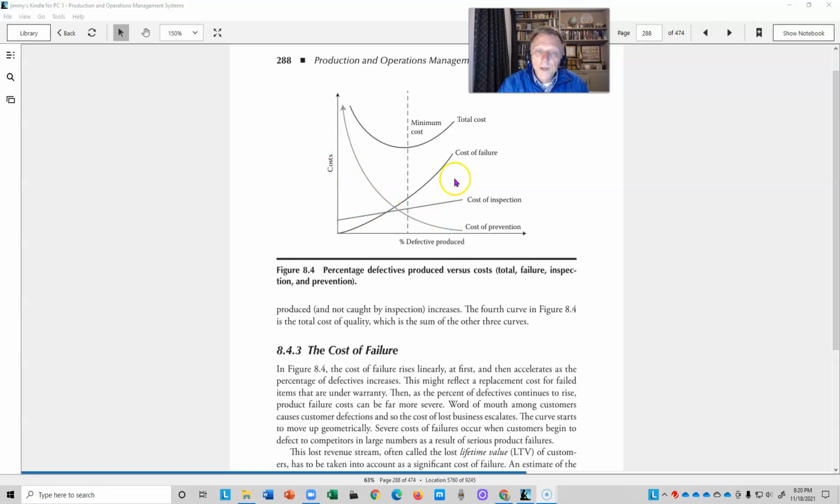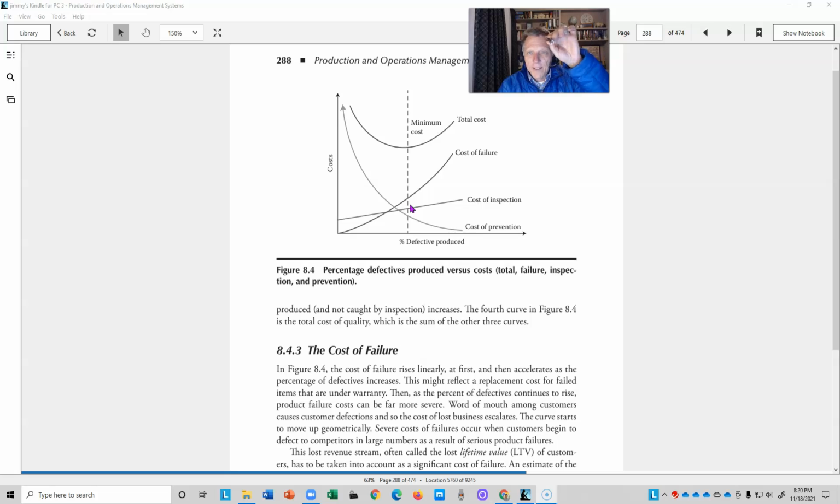You add these three curves up and you get this total curve right here. And the sweet spot is to be right about here: lowest cost, but with a mix of accepting some cost of failure in the field if you can, accepting some cost of inspection, and accepting and paying for some prevention. Now let's take an example.